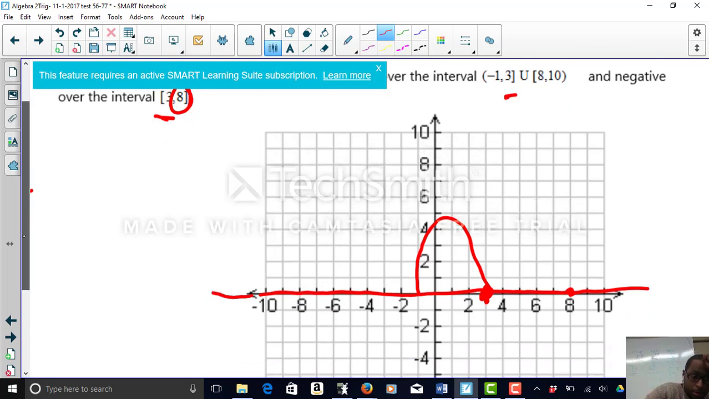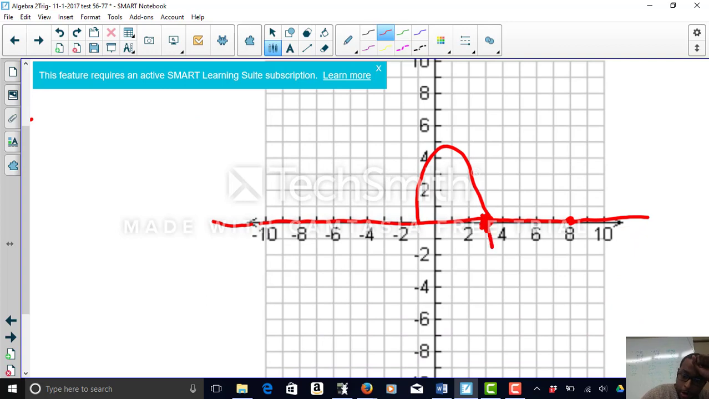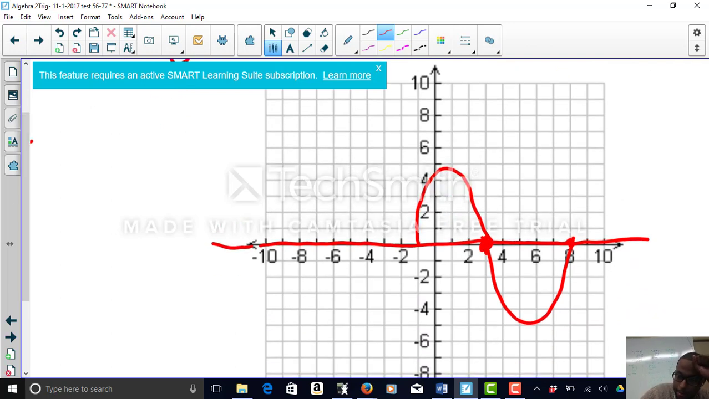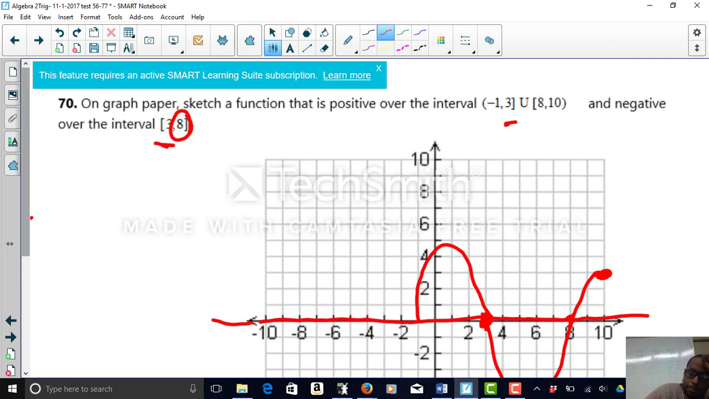So what I'm going to do, I made my 2 points, and I'm just going to curve it down. And then it stops at 10. So I may go here and stop it here. Okay? And please make sure you pay attention and understand, okay? And again, this is an open circle, okay? Because it's a parentheses. Bracket means closed circle. Parentheses means open circle, okay?